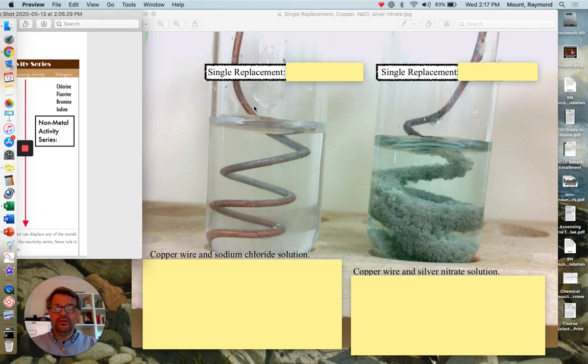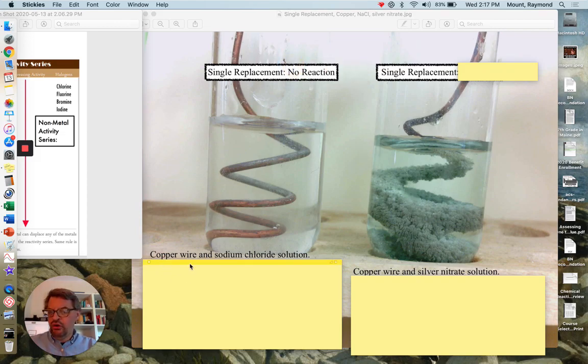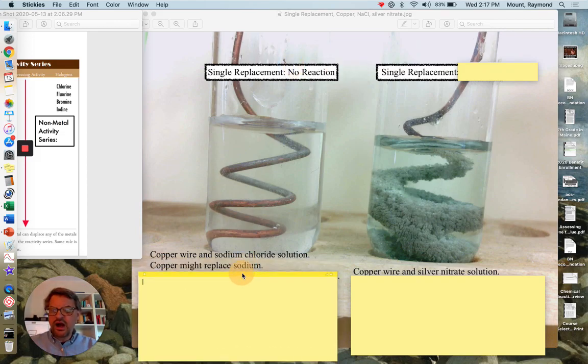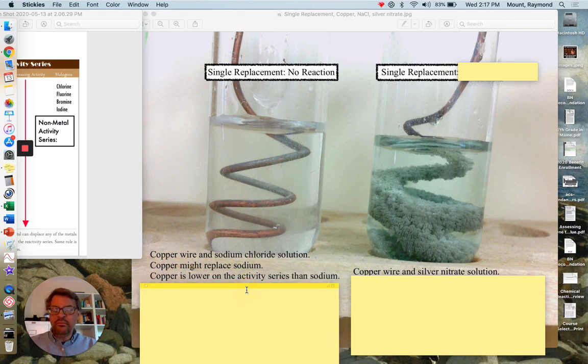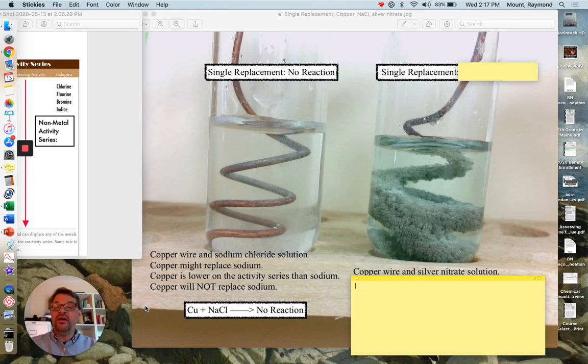So, will there be a reaction between copper and sodium chloride? No, there will not be. What we say for this one is there's simply no reaction. Copper might replace sodium, but copper is lower on the activity series than sodium. Copper will not replace sodium, and there's no reaction. So what you would simply write out there are the potential reactants, arrow, and then no reaction. And they literally don't do anything.